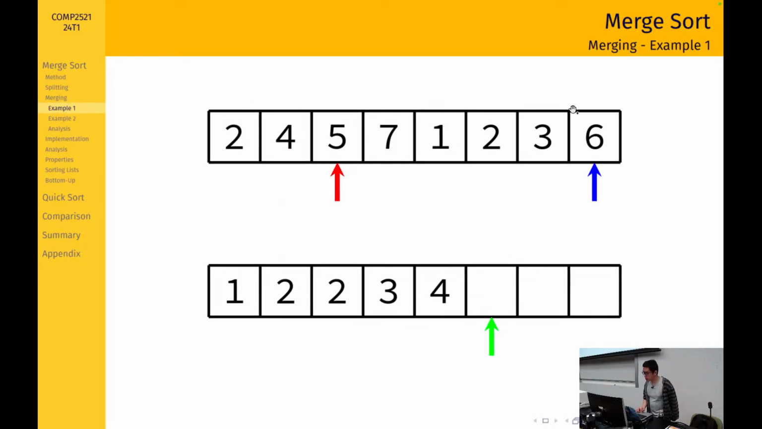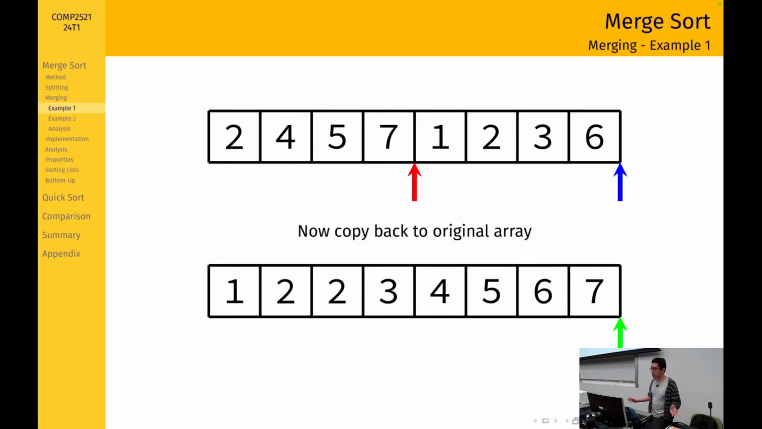Now we compare 5 and 6. Since 5 is smaller, we copy that down. And now we compare 7 and 6, and we copy the 6 down. Right? And after we're finished with one half of the array, see that we've used up all the elements in the right half. But once that happens, we can take all the remaining elements from the other half and just copy them down. Right? So we copy the 7 down here, and we're done. Of course, you have to copy everything back to the original array, but then you're done.